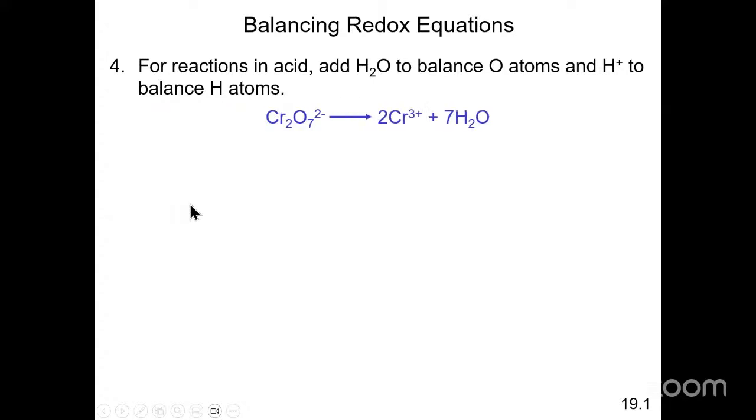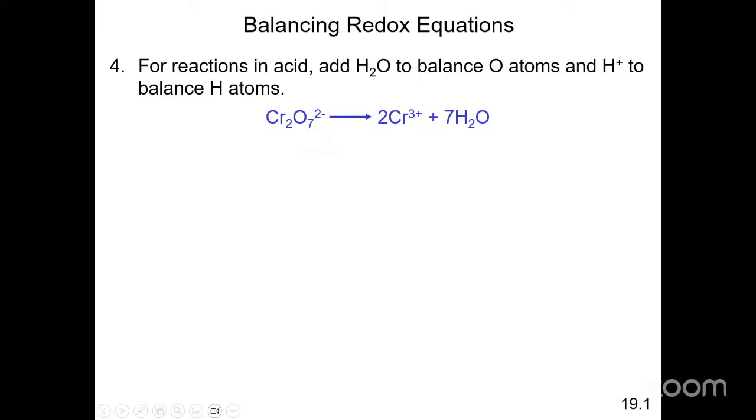However, in the second half equation, because we have 7 oxygens on this side here, that means we need to add 7 water molecules on the right side in order to achieve the balance of the oxygens on both sides, right? So therefore, that's what we do in this case. We add 7 water molecules to this side so that we end up with 7 oxygens here, which is equal to the 7 oxygens on the left side.